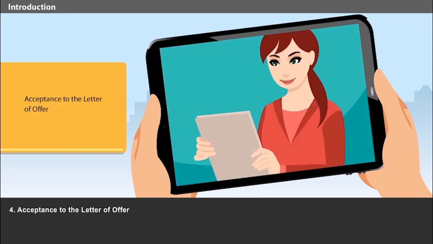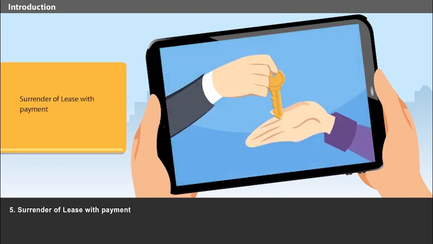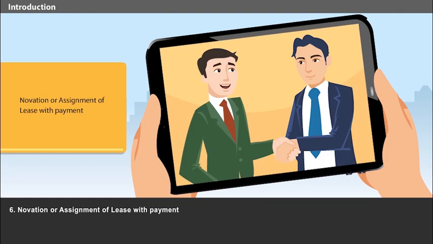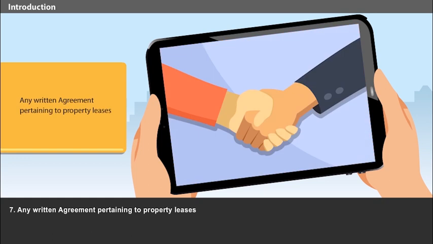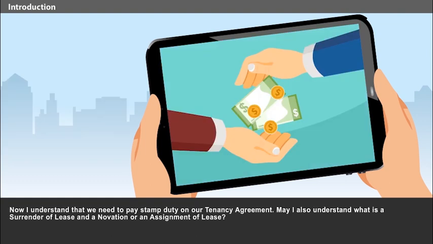4. Acceptance to the letter of offer. 5. Surrender of lease with payment. 6. Novation or assignment of lease with payment. 7. Any written agreement pertaining to property leases. Now I understand that we need to pay stamp duty on our tenancy agreement.